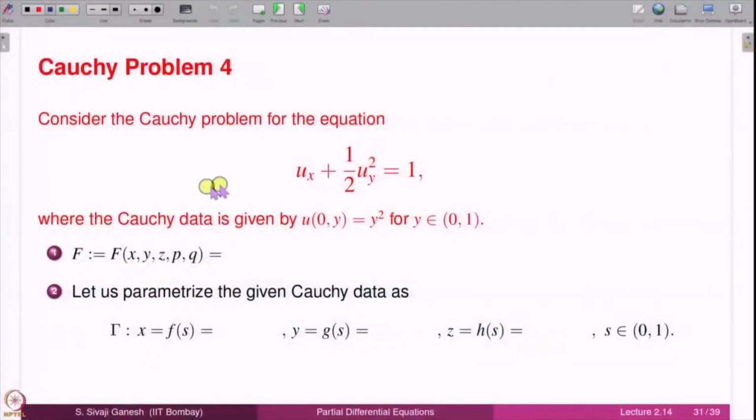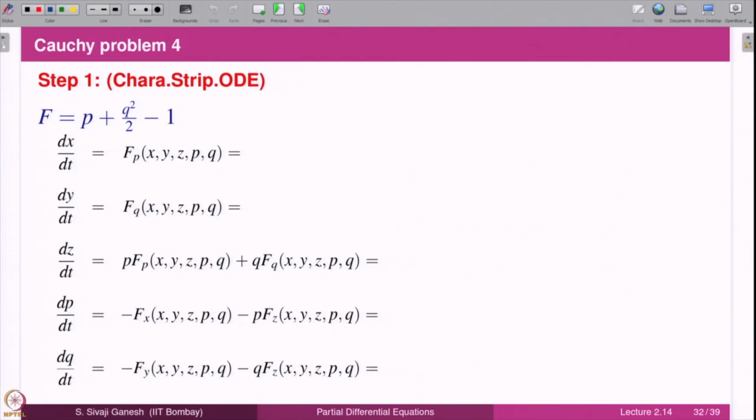We will also see in examples using Burger's equation in the next lecture that this is indeed one of the main problems even there. And the last Cauchy problem for today is this equation u_x plus half u_y square equal to 1, and this is the datum curve, and F as usual is p plus q square by 2 minus 1. Once again it does not depend on x and z. So, these are 0, F_p is 1, F_q is q, p of F_p plus q of F_q is p plus q square.